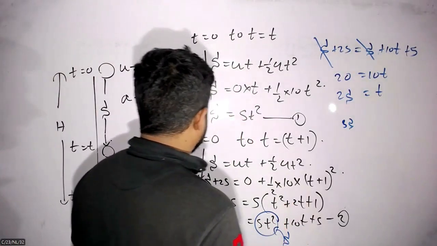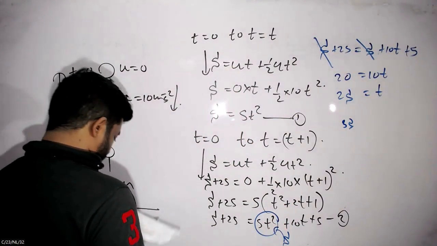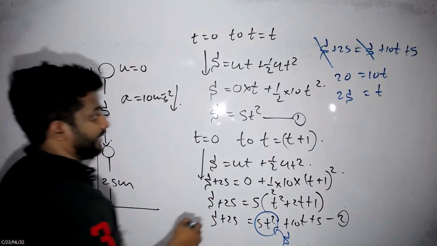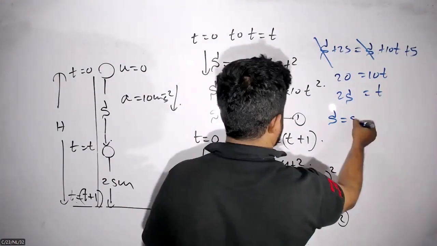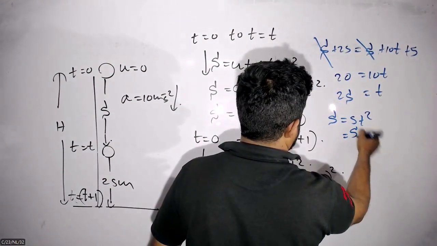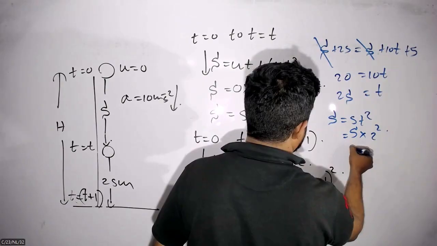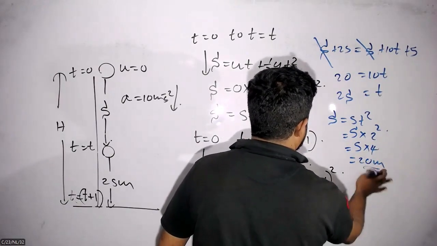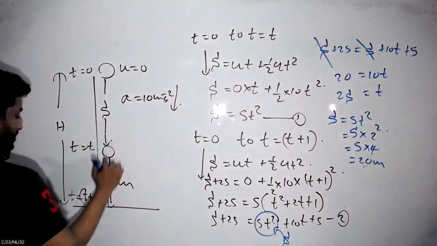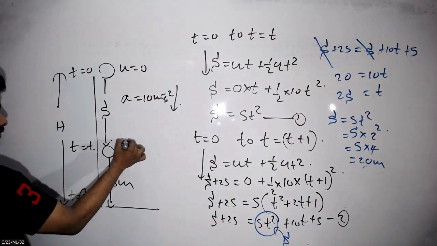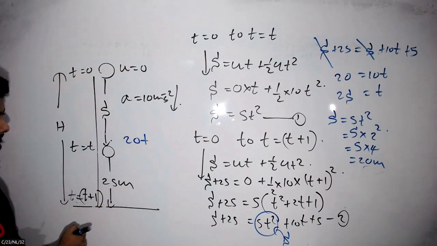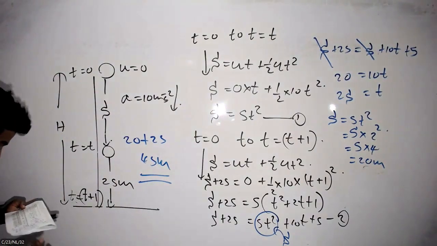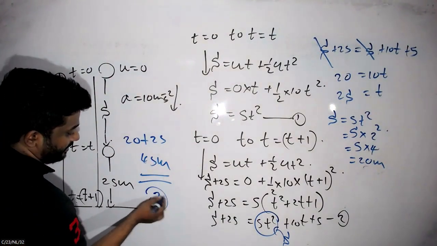But you need to find the height of the object. This height from here to here, s equals 5t squared, t is equal to 2, no? 2 squared, then 5 into 4, 20 meters. And total height is s plus 25, 20 plus 25, answer is 45 meters. Right, the second one is the answer.